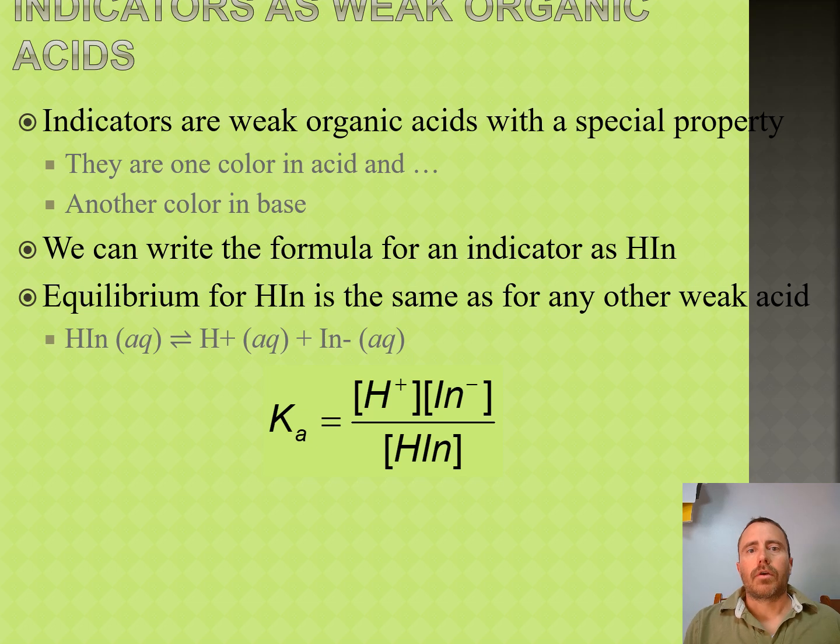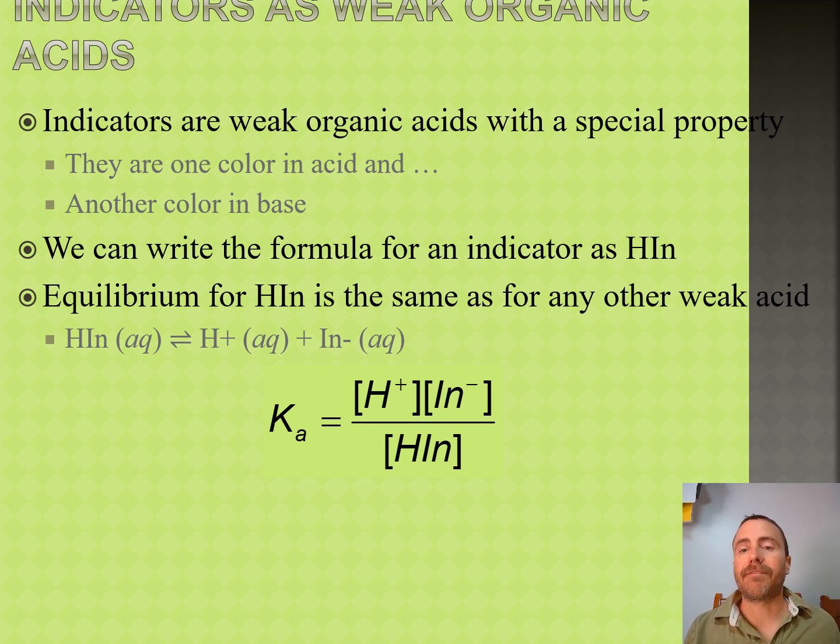Indicators are weak organic acids by nature, and they just happen to be weak organic acids that have one very special property, that they can change colors. They change colors when they are in an acid or when they're in a base. Now, the problem with some of our definitions is you think that means they're going to change color whenever there's a pH of 8, that's basic, it's going to be one color. When it's a pH of 6, that's acidic, that's another color. That's the case for something like bromothymol blue.